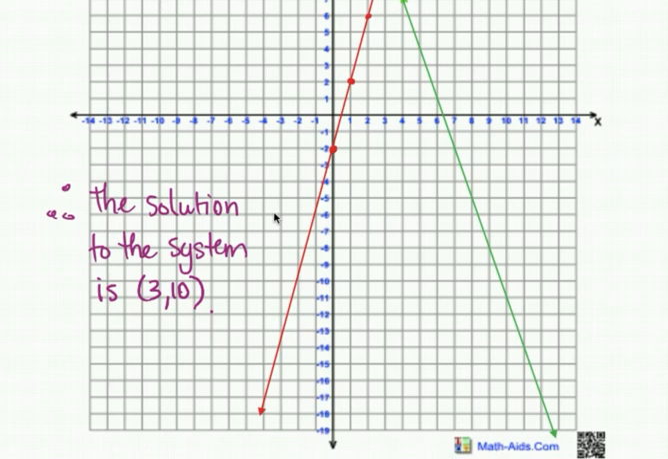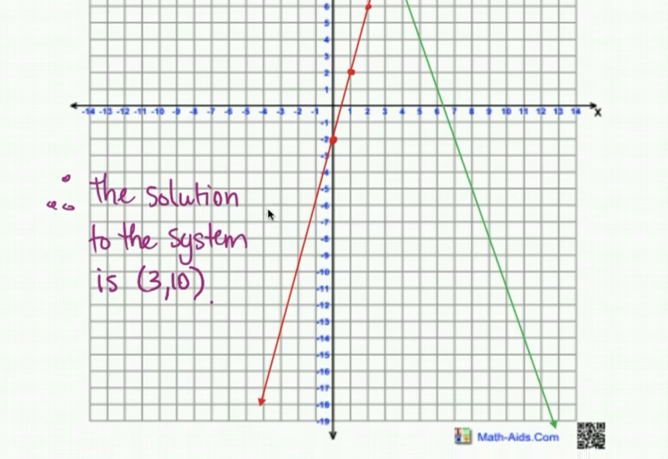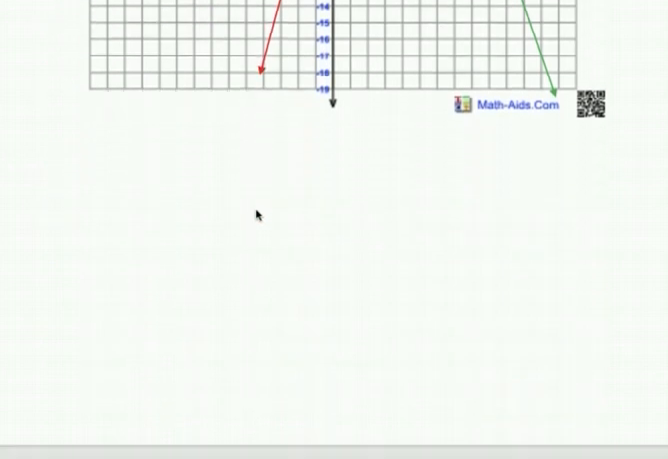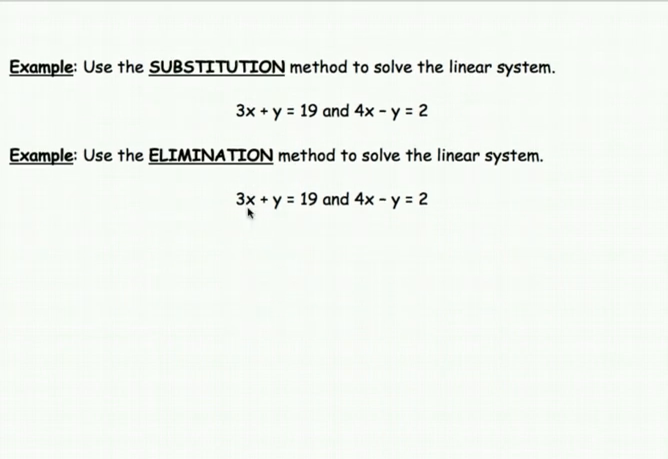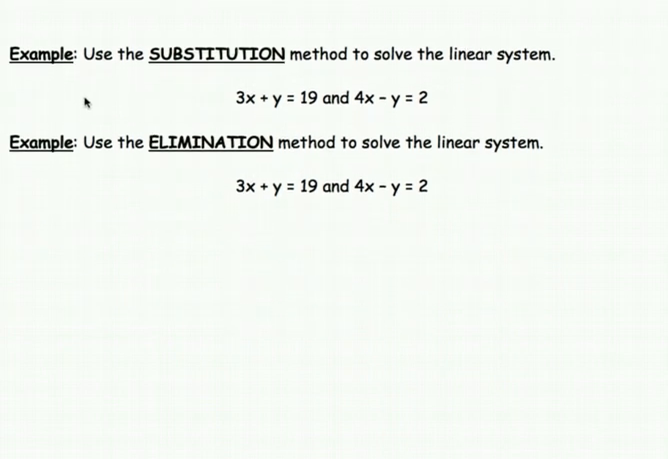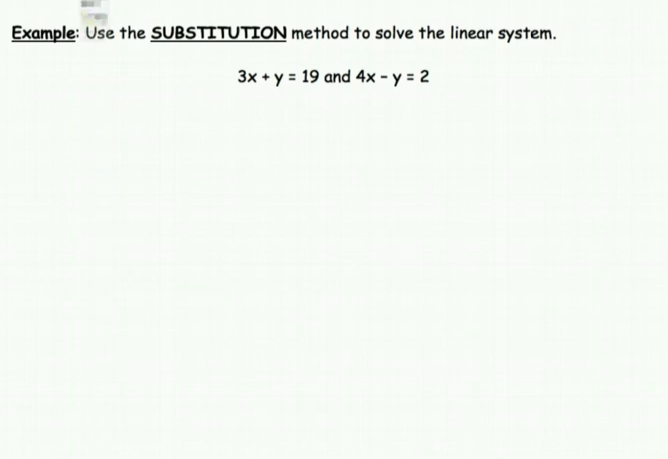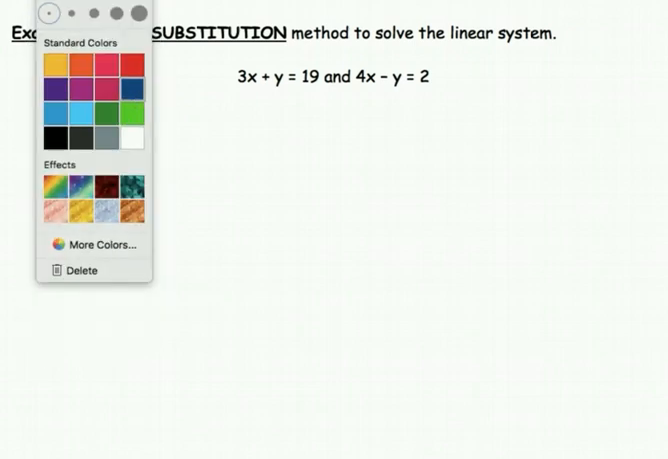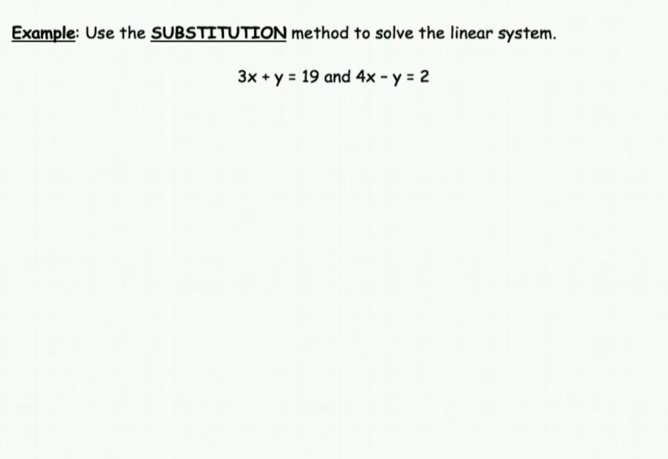Okay, so let's move on to the second method that we already know how to do, just as a review. It will be the substitution method. Okay, so we're going to try that here. Okay, so here's the substitution method. With this method here, we need to take one of the equations and sub it into the other one.